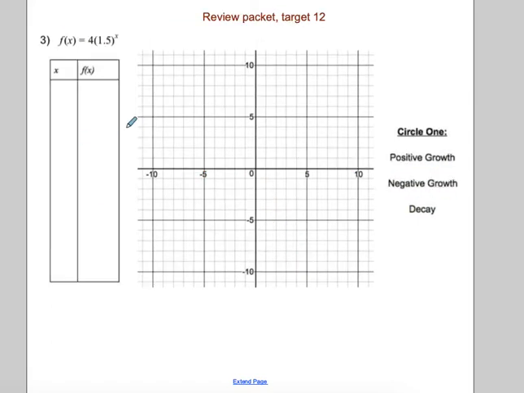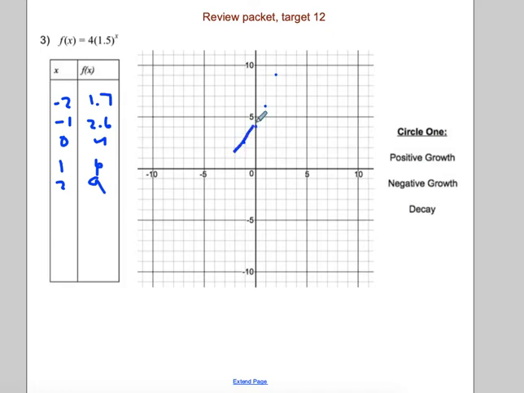Next problem. Going back to blue here. So again, you can plug in any x values you want. I plugged in the standard ones, and then I plugged in a couple more as well. So calculator work, 1.5 to the -2 times 4 should give you 1.7. Here I got 2.6, I got 4, I got 6, I got 9. So at 2, I'm at 9, then I'm at 6, then I'm at 4, I'm at 2.6, I'm at 1.7.